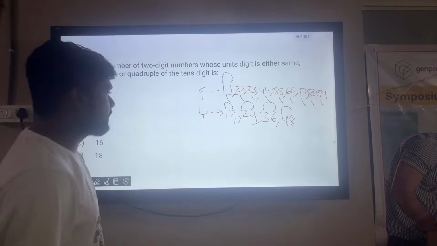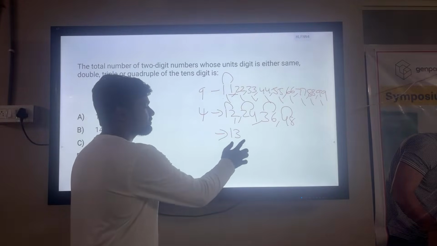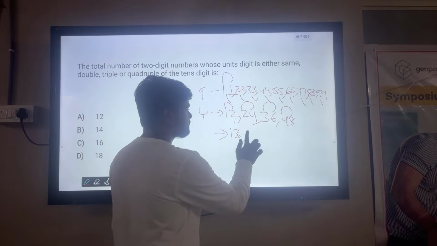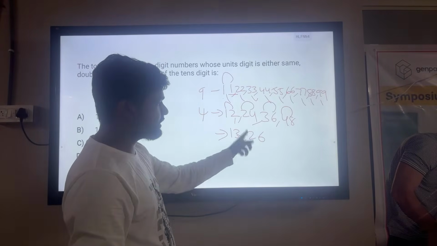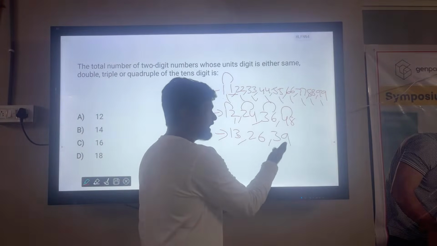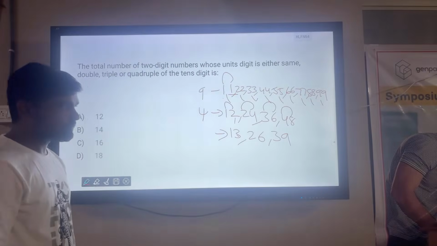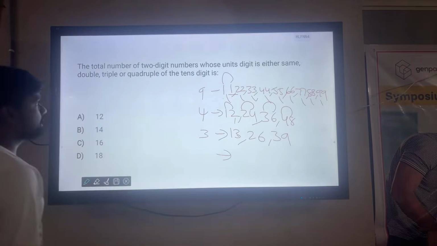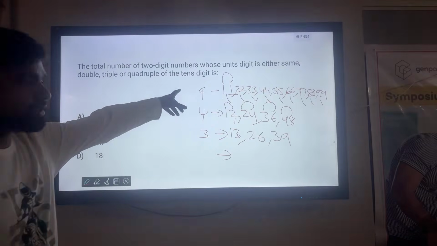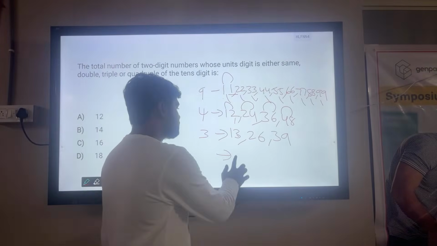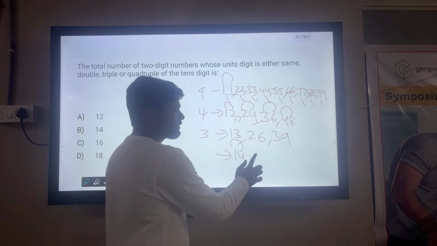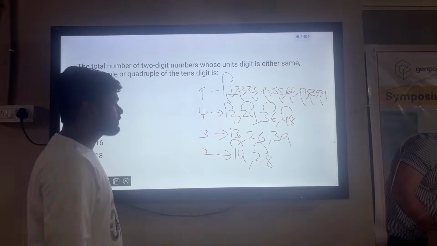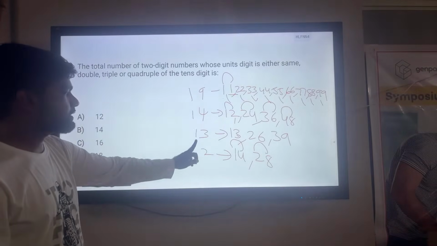Next, triple, like 13. The unit digit is 3 times the tens digit. Next, 26. The unit digit is 3 times the tens digit. Next, 39. Any others? No. How many are these? 3. And next, quadruple, 4 times. The unit digit must be 4 times, like 14. Then 28. Any such others? No. Here 2. Total, what is the answer? 13, 16, 18.